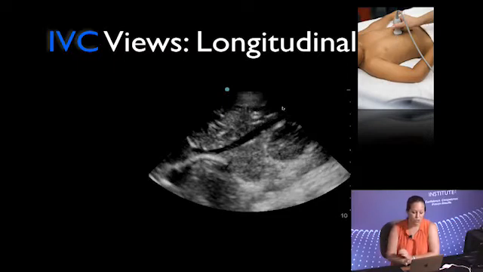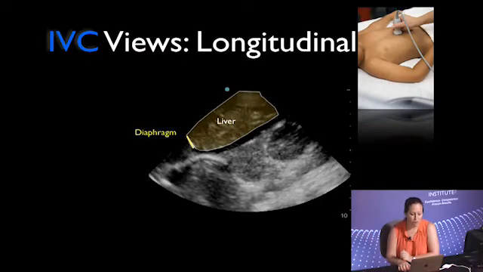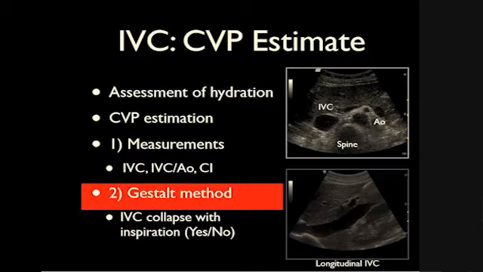Because what you want to do is see the IVC as it courses through the diaphragm. So on the ultrasound image, these are the structures you'll see. You'll see liver on top, the hyperechoic diaphragm, and the longitudinal IVC. So you always want to see the IVC coursing through the diaphragm because otherwise you may actually be assessing the aorta.